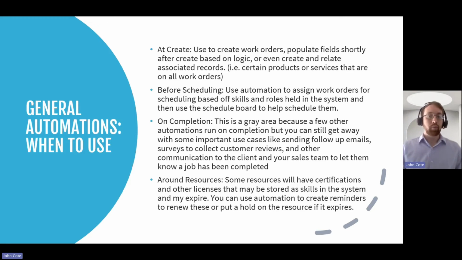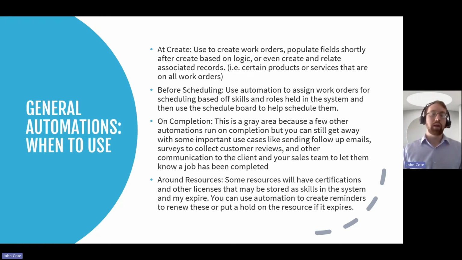Another good spot, but I will say it's a gray area, is on completion. And so I say it's a gray area because there are, as I mentioned, out of the box automations that do run on completion of a work order. So when you complete a work order, what it's doing is, well, actually, when you complete a booking for a work order, it completes that booking and then it completes that work order. And that is what creates then an invoice in the system. So there are a couple triggers that happen there.